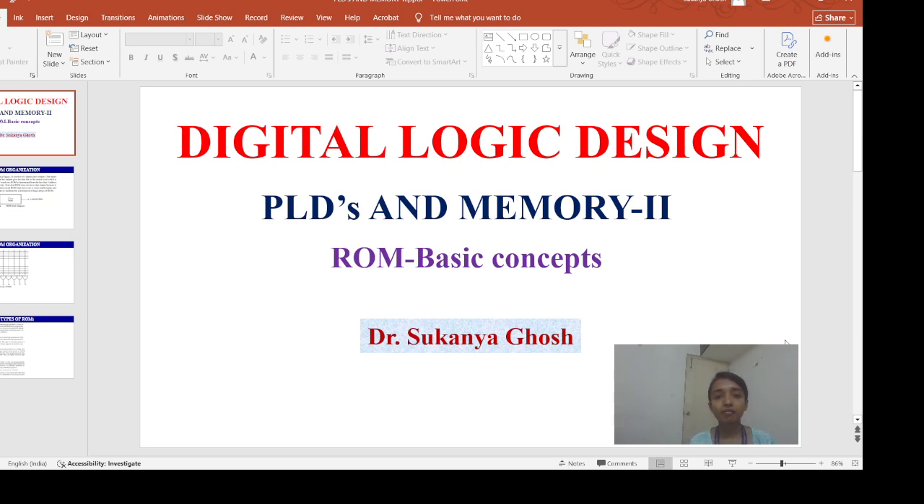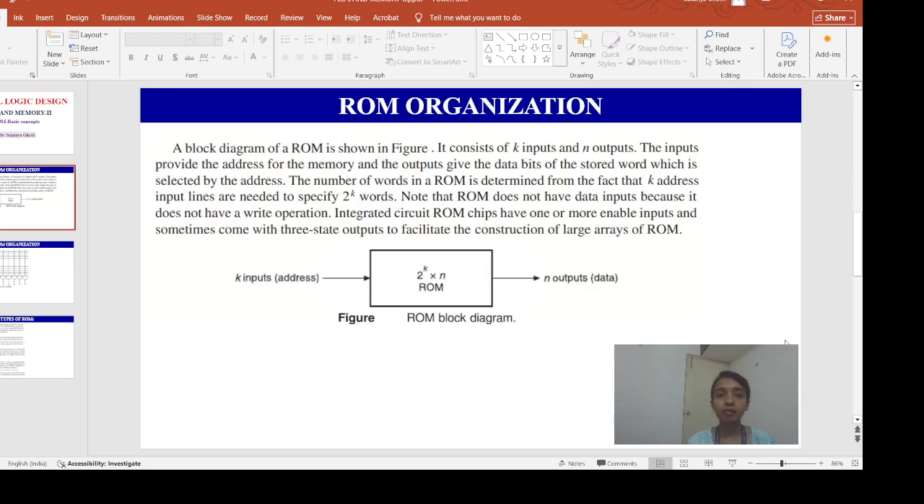So welcome back everyone. Today we will enter the second part of this PLDs and memory. In this part we will see the basic concepts of ROM, read-only memory.